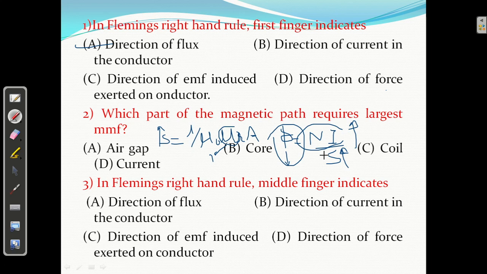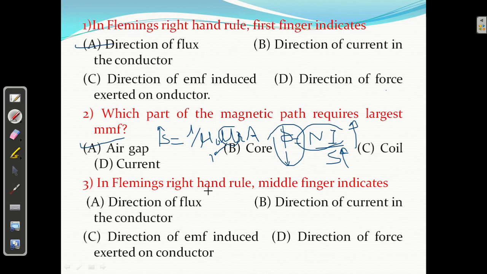Suppose you are designing any machine. Clear? So what do we do? We should keep the air gap as small as possible. If the air gap becomes more, flux will be less. For a 3 HP motor, whether from a local manufacturer or the world's best manufacturer, flux will be constant for the same voltage. So to keep flux constant, if the air gap is more, MMF will also be more. That means the answer to which part of the magnetic path requires the largest MMF is the air gap, A. Clear.